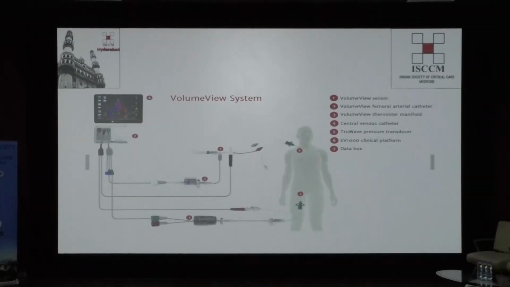So this one is actually the VolumeView system, which is a full FloTrac here. But you need to have a VolumeView sensor, same as your previous PiCCO system. That VolumeView sensor is incorporated into your central line, along with a VolumeView femoral artery catheter. Again, you need a separate VolumeView femoral artery catheter connected to your FloTrac system. The principle does not change, only the skeleton changes always.